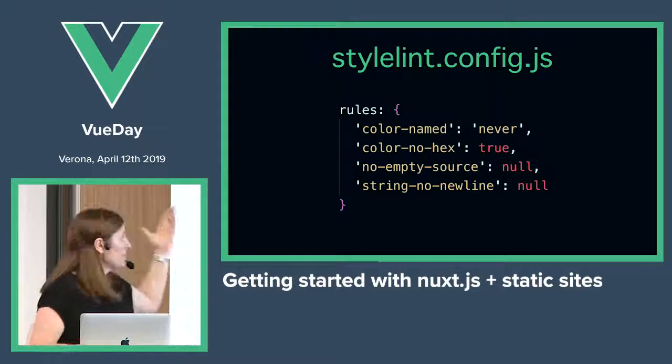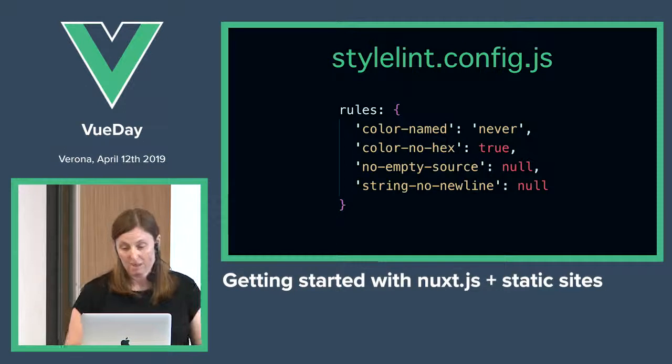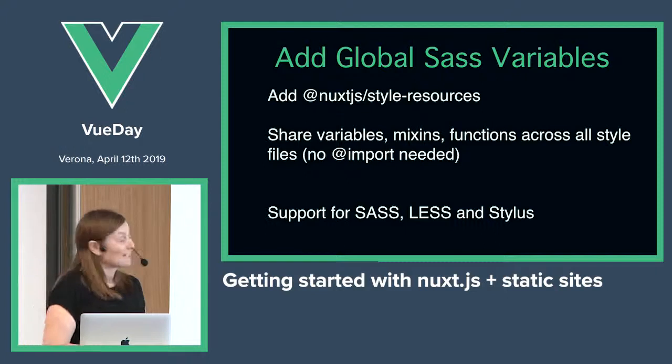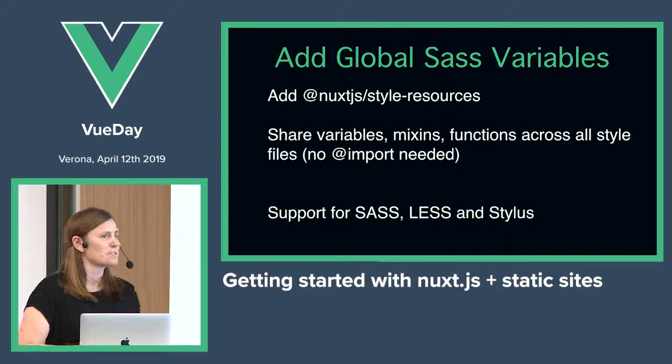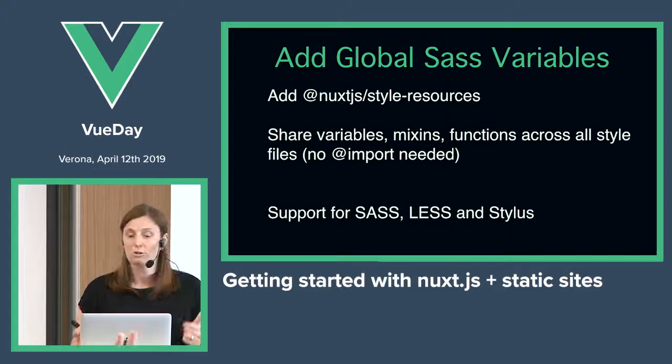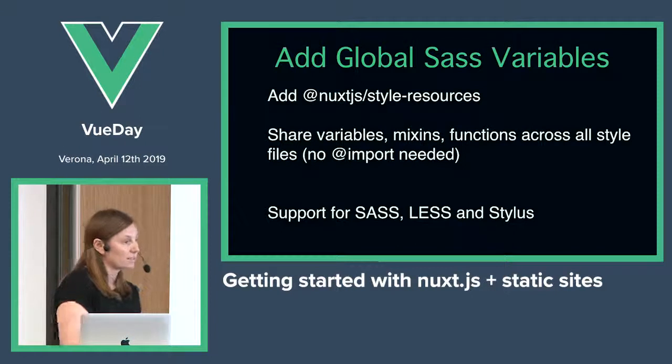No new line, and you can put as many rules in there as you want. There's an extensive amount. To add global Sass variables, who here uses Sass? Yeah, okay, cool. So we've got variables, and you've got your mixins, etc.